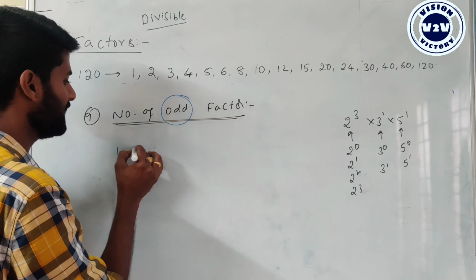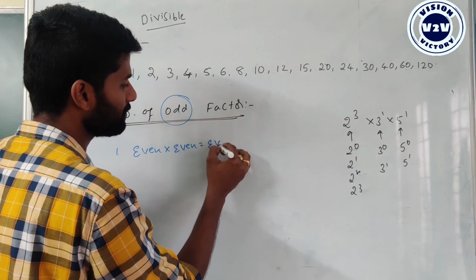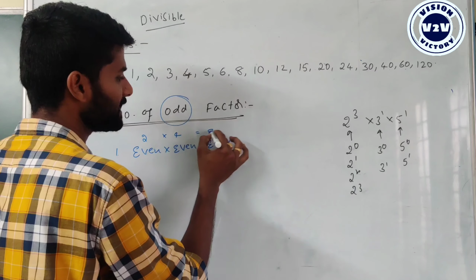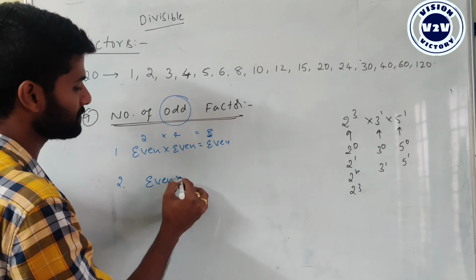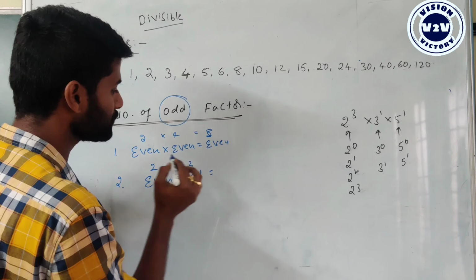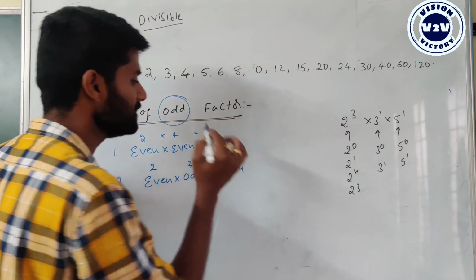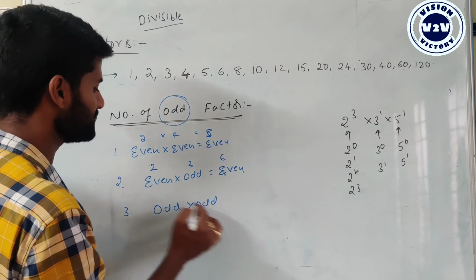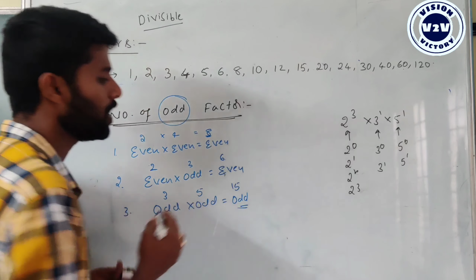We know that if an even number is multiplied with an even number, the resultant is also an even number. For example, 2 is one even number, 4 is another even number, 2 fours are 8, again we get an even number. Second, if an even number is multiplied with an odd number, I just consider the even number 2 and the odd number 3, and 2 threes are 6, again the resultant is an even number. And third, if an odd number is multiplied with an odd number, I just go with 3 and 5, the resultant is 15, meaning the resultant is also an odd number.